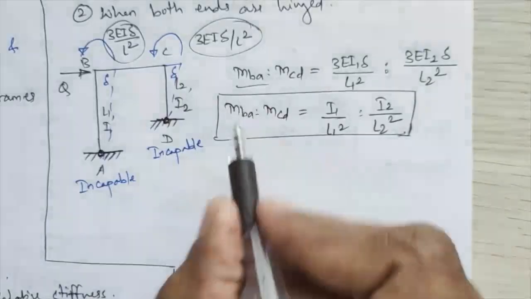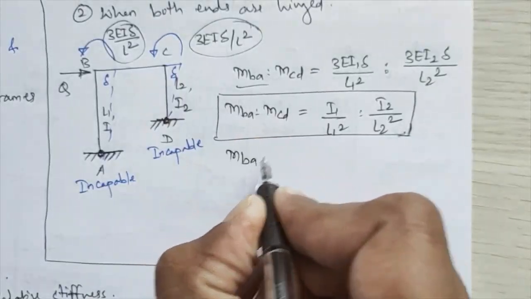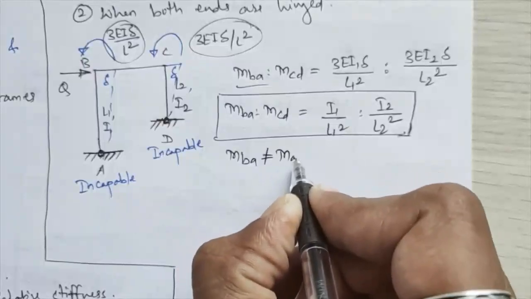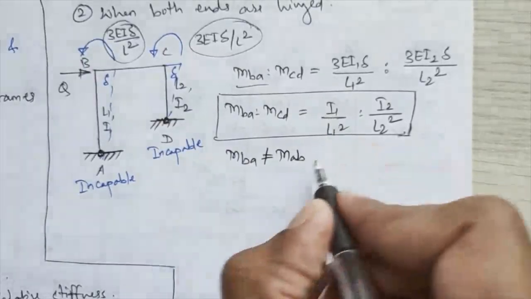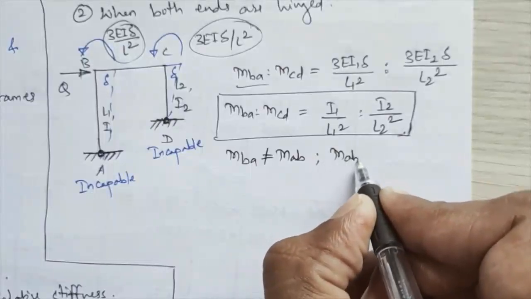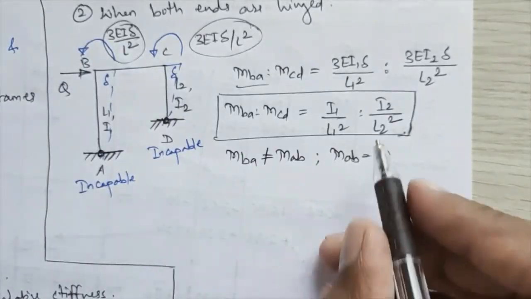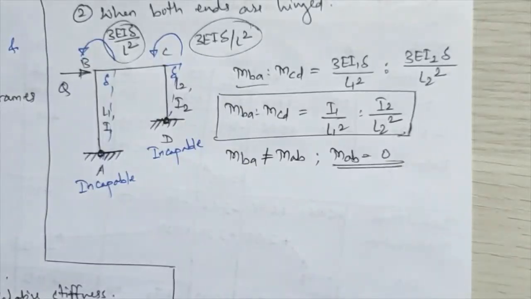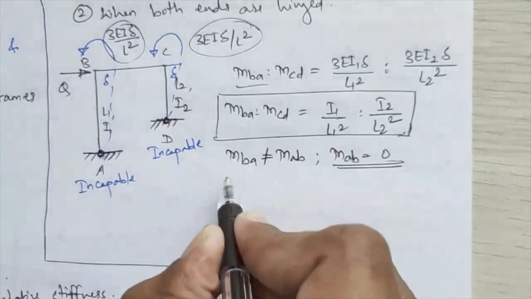Okay, so whatever the value of MBA I am getting, that will not be equal to your value of MAB. Instead, your MAB value will remain directly equal to 0. Why? Because your support at point A is an incapable support over here. Same is the condition with your point D also.